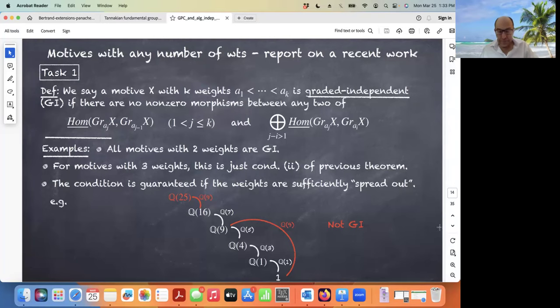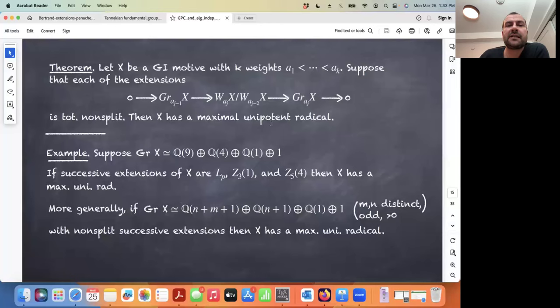Yeah, very good question. Now, this is the result that generalizes the previous result that we had. So suppose that X is a graded independent motive with K weights, and suppose that each of these extensions between the consecutive associated graded pieces, suppose each of them is totally non-split. Then X will have a maximal unipotent radical. So we're giving a sufficient condition that would make basically total non-splitting and maximality equivalent to each other. And if your K is 3, this exactly becomes the previous result.